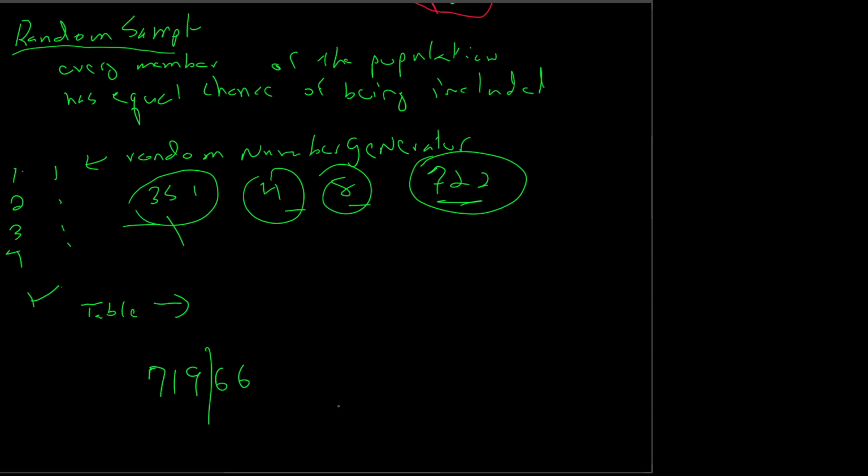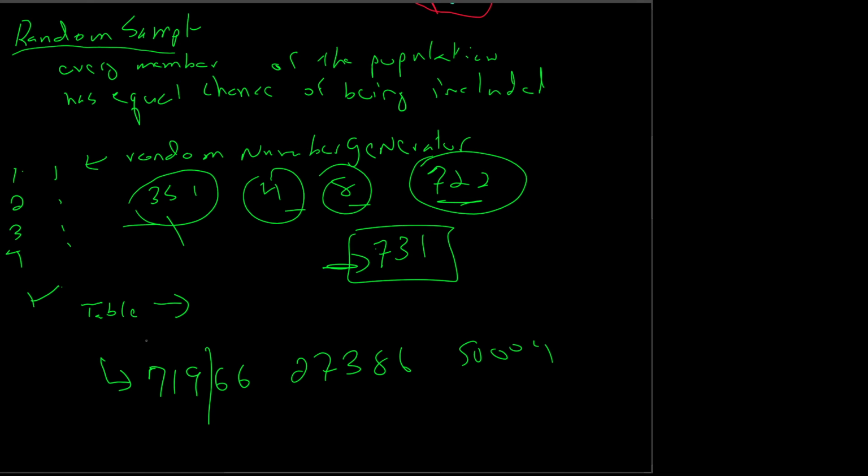And so if I needed to get, let's say I had 731 students, which is the example the book uses, and I get a random number generator, I point to this table and I start at 71966, the next line is 27386, and 50004. And since 731 is a three-digit number, I grab three digits, three digits, three digits, and so on and so on.